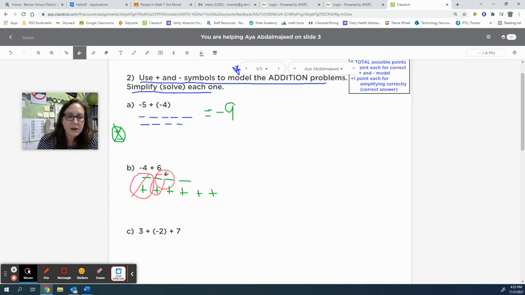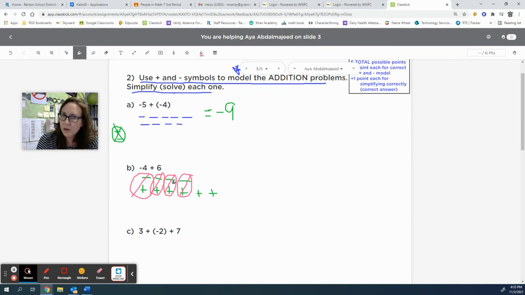This is a 0 pair, the positive cancels out the negative. This is a 0 pair, the positive cancels out the negative. This is a 0 pair, the positive cancels out the negative. I have no more zero pairs. So what do I have left?